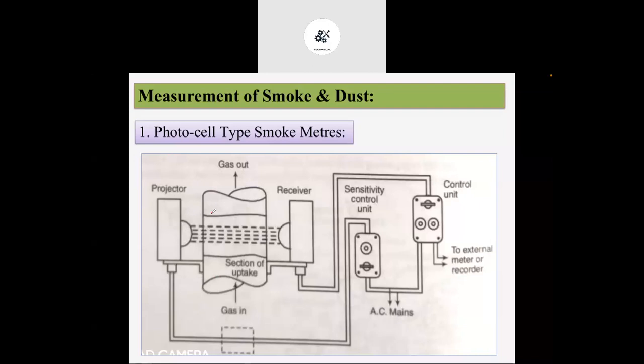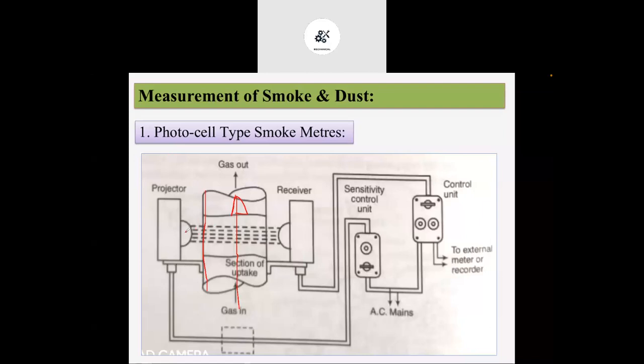Here, its working is simple. There is one projector and one receiver. There is a flue gas pipe in the middle. On one side there is a projector, and on the other side there is a receiver. Now when the flue gases pass through that particular section of the pipe, the projector will emit the radiation. It emits the light.